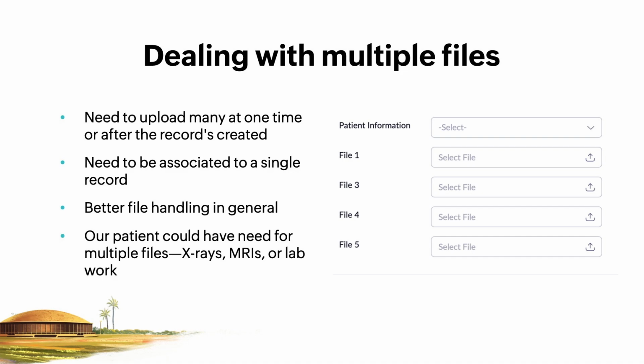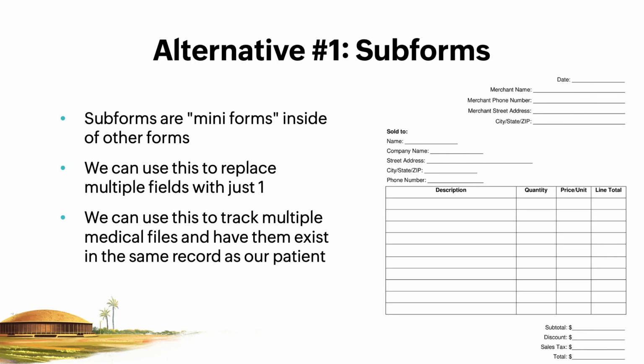So the next easiest way to try to do this is subforms. Right here, to the right of the text, is just a generic receipt form. Try to imagine making this with Creator's default fields. Doing the date, the merchant name, the phone number, the sold to, all that information is quite easy. That's maybe 10 fields. But the second you get to the description, the quantity, the unit price, and the line total, that's like 40 fields, and they're all the same stuff. There's no need to do that.